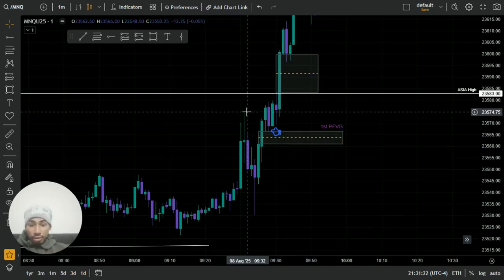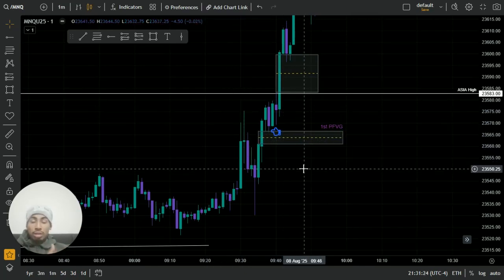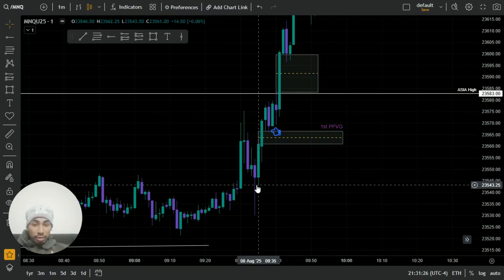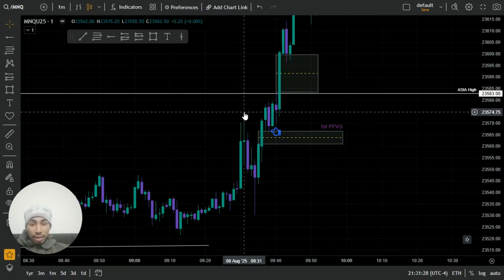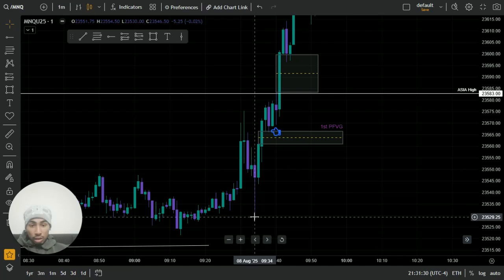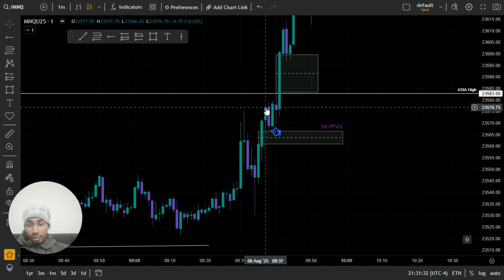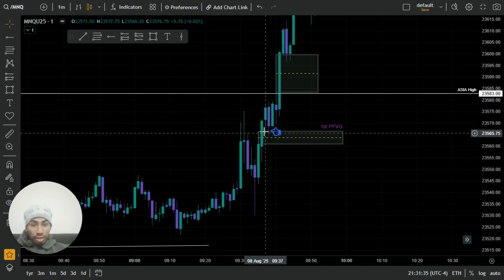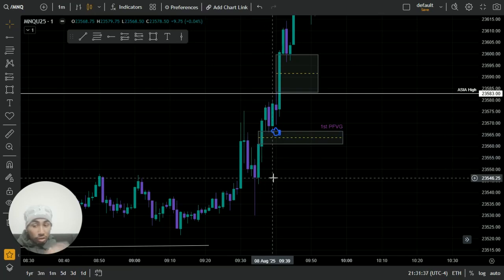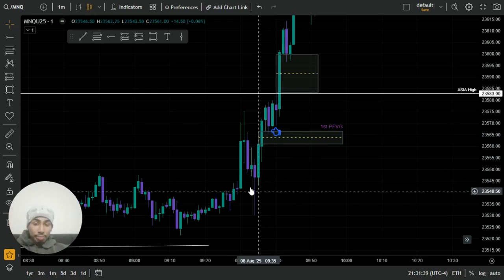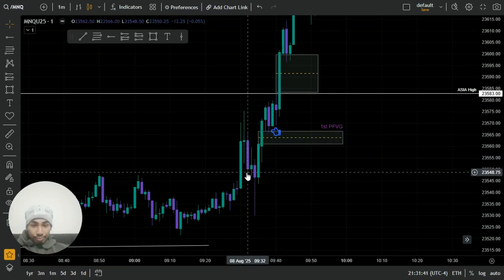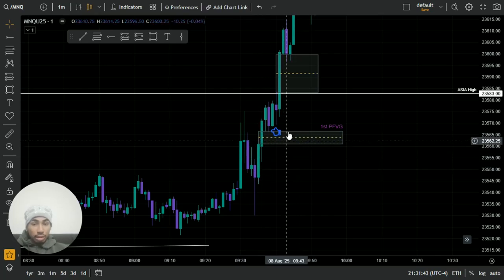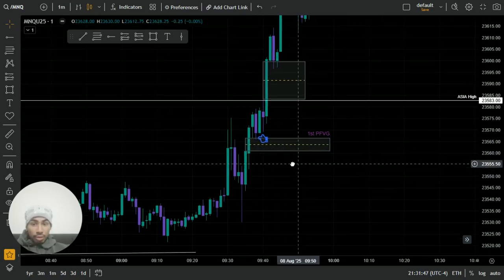It created a breaker and closed above an order block. I'm going to break those down so y'all can see: breaker, high, low, lower low, higher high. So this would be the breaker, and then the order block right here, pretty simple. And then the first presented fair value gap is right there.